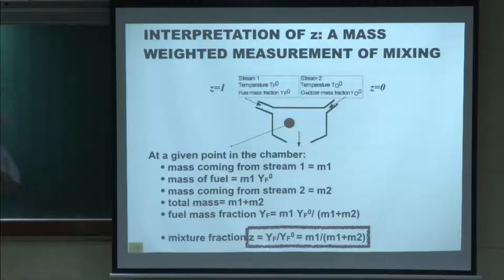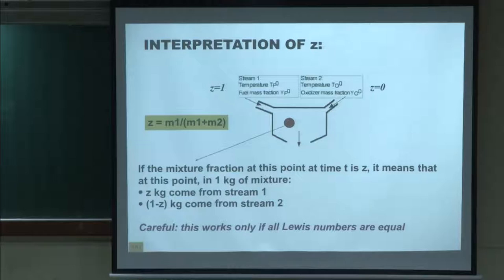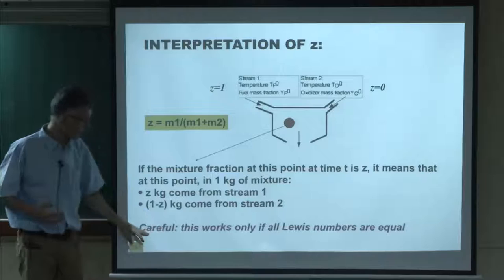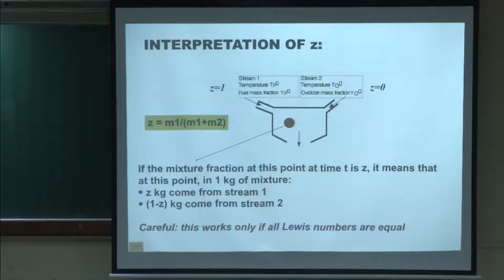And again, it means also that if Z has a given value, you know that Z kilograms are coming from that side, 1 minus Z coming from the other side, but careful. Again, that works only if all the Lewis numbers are equal. We'll see extensions later, but they are more tricky.